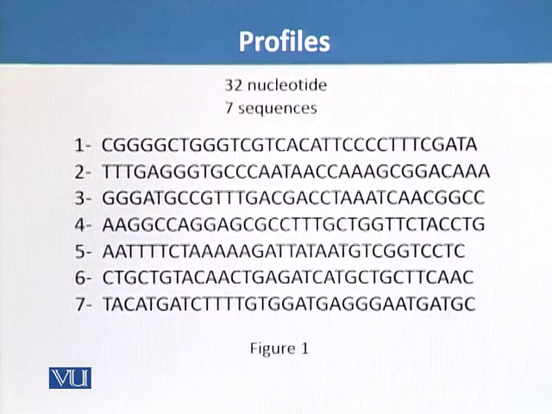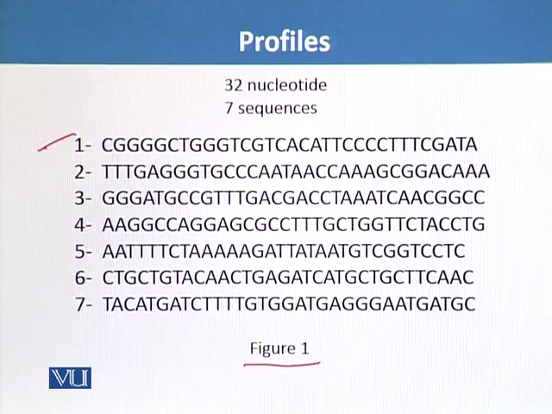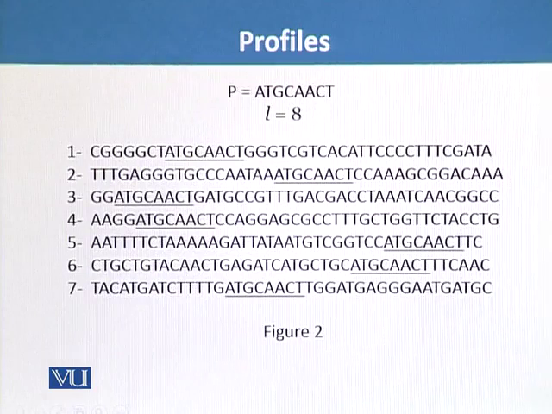Here we can see figure number 1, and we can see 7 sequences of DNA. All these sequences are composed of 32 nucleotides. So we can see in the next slide, here what we have done is we have added a conserved region known as the P pattern within the 7 sequences. The sequence of the pattern is ATGCAACT.